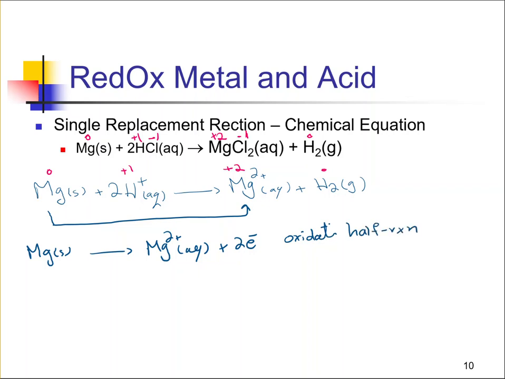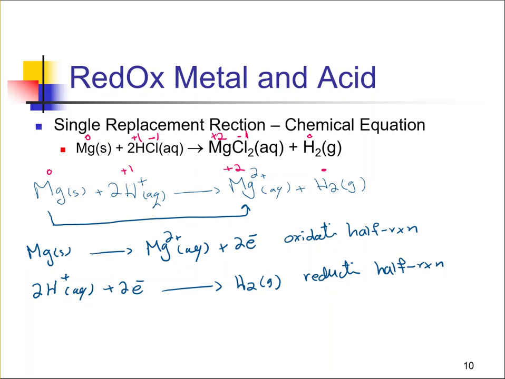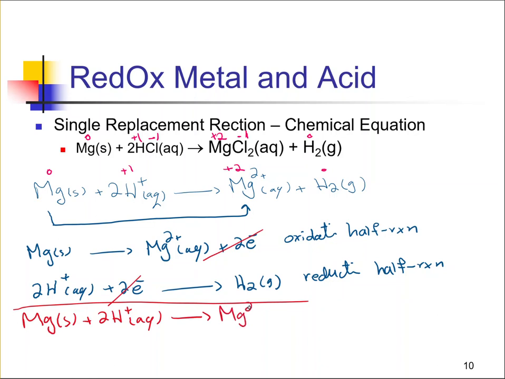And then hydrogen, from hydrogen plus 1, is going to gain electrons and it becomes H2. So gaining electrons, this is our reduction half reaction. Now, if we add this all up together, electrons and electrons cancel out, and we end up with the net ionic equation, which is magnesium plus 2 hydrogen plus 1 gives us magnesium positive 2 plus H2.